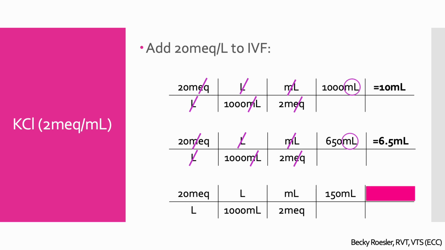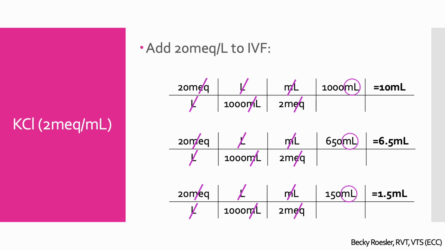So let's do one more. In this example, we have 150 mils in our bag. So everything is the same except for that. So 20 divided by 1,000 divided by 2 multiplied by 150. All of our units cross off, and that gives us 1.5 milliliters. So again, our answer makes sense.